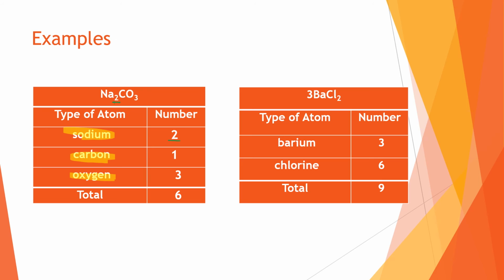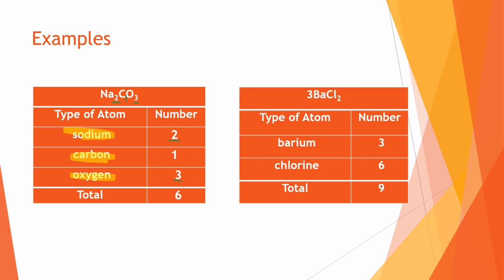Beside the C, remember the C and the O are different elements, so we're looking directly to the right of the C. There's no number there. We now know that that really represents a 1. So that's why we have 1 carbon atom. And then to the right of the oxygen symbol is 3, to tell us that there are 3 oxygen atoms. We add those together and get 6 total atoms.